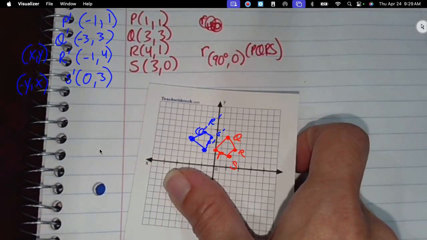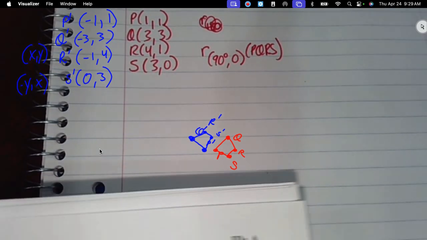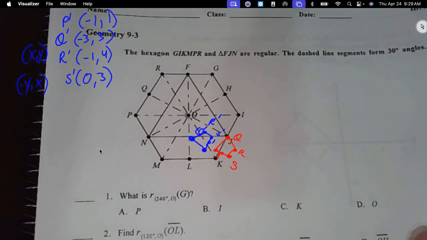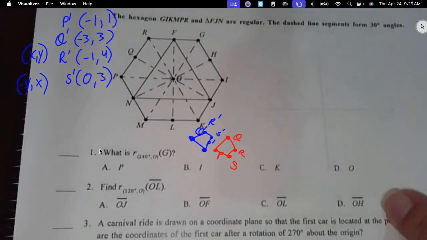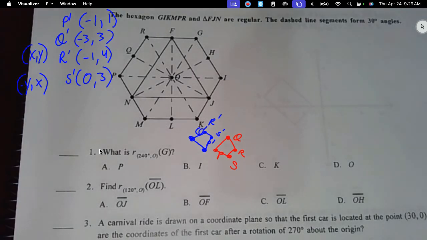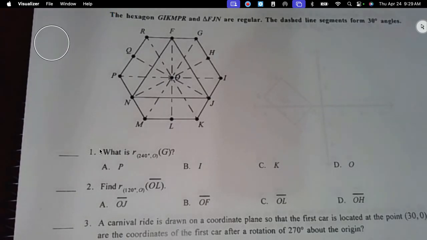That's all the problems from today that I was going to do. Let me do number 1 with you, and then I'll let you work on this some. Number 1 says a rotation of 240 degrees, and I'm going to start at G. Now, this one's a little different, okay? Let's think. First of all, what way do I rotate? Counterclockwise. So I'm going counterclockwise.